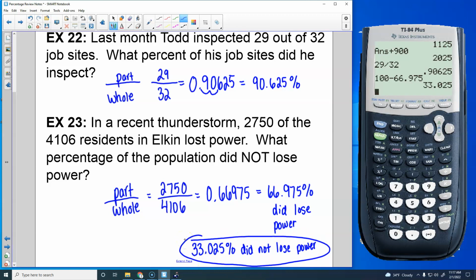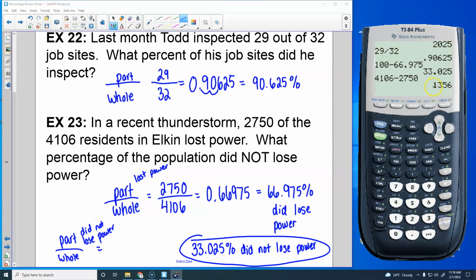Now, you might do that differently. You might know a way we could do it differently. So, I did part over whole. I did the part that lost power over the whole, right? Another way I could have done this, I could have done the part that did not lose power over the whole. So another way I could have done this is if I took 4,106 and subtracted 2,750, that'd tell me the number that did not lose power. So I could do 1,356 over the 4,106, and that would give me that same answer. So you could do that either way.